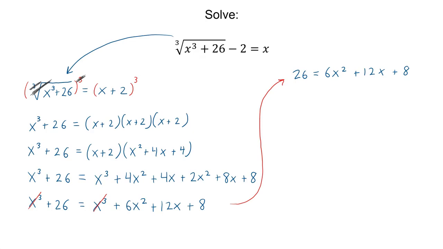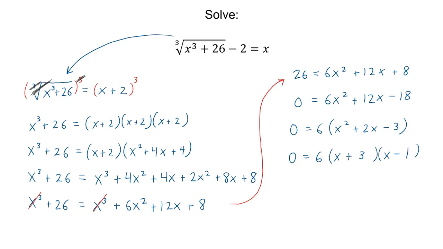First step, subtract 26 from both sides of the equation. Doing that gives us the equation 0 equals 6x squared plus 12x minus 18. Now that all of our terms are on one side of the equation and zero on the other side, let's factor the right side to solve this equation. Each term on the right can be divided by 6. So let's factor out the GCF of 6. That gives us 6 times the quantity x squared plus 2x minus 3.